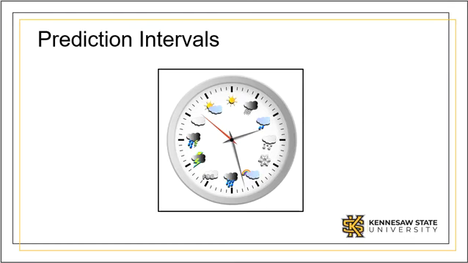Standard error for the prediction interval will be bigger than that for the confidence interval. As a result, prediction intervals are wider than confidence intervals. The calculations behind a prediction interval are very complex. Technology will be essential for this task.